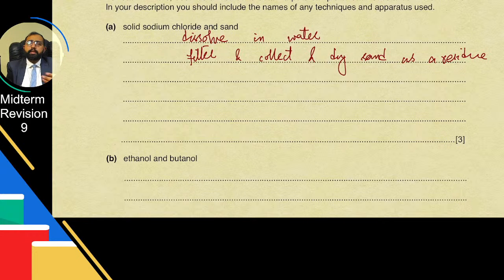But I always think that along with getting marks, we should also be writing good chemistry. So this is good chemistry, okay? And then evaporate the filtrate, or you can say heat the filtrate to constant mass.